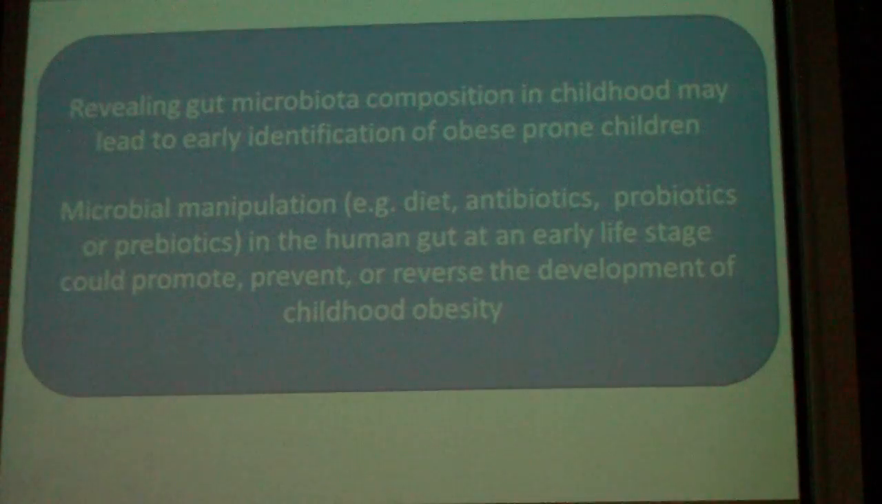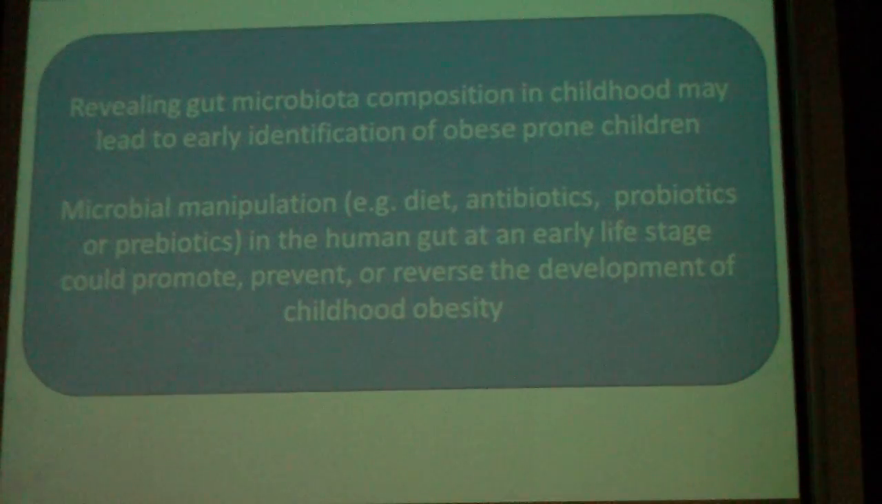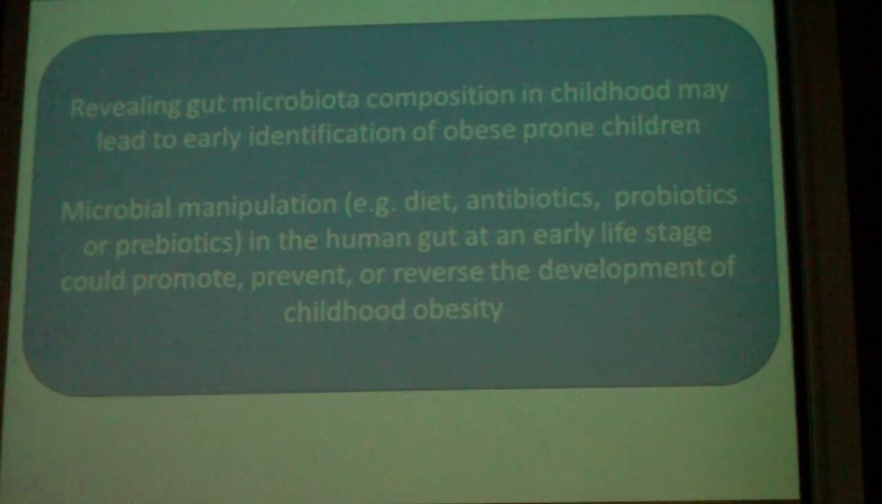So if we reveal the gut microbiota composition in childhood, it may lead to the development of an early screening tool to identify obesity-prone children. And also microbial manipulation through diet, antibiotics, probiotics, and prebiotics could manipulate the gut microbiota at an early life stage, for example, and prevent the development of obesity and related disorders.